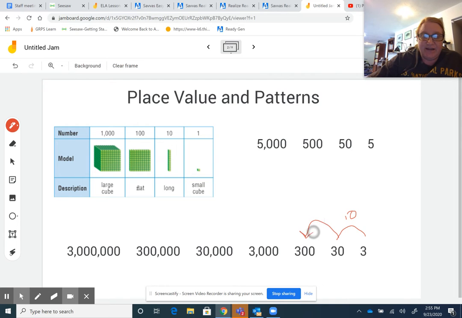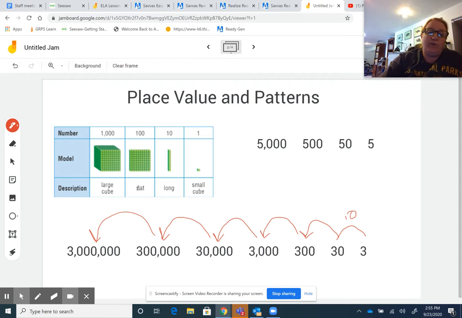30 times 10 is 300. 300 times 10 is 3,000. 3,000 times 10 is 30,000. 30,000 times 10 is 300,000. And 300,000 times 10 is 3 million. Now, it can also go the other way.